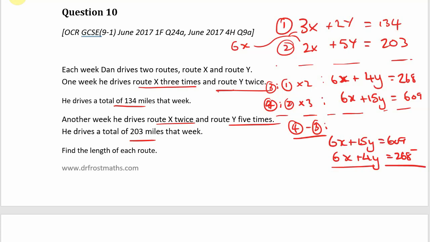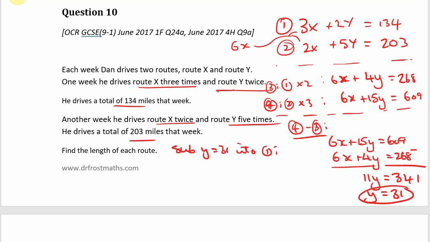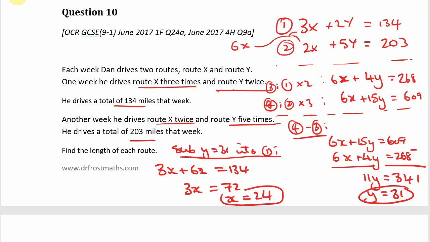So I'm going to subtract these. That's going to be 11y. This is going to be 341. We're going to find out y equals 31. And then I'm going to sub y equals 31 into, let's go equation 1, seems the easiest one to put y into. 3x plus 62 equals 134. 3x equals 72 and x equals 24.